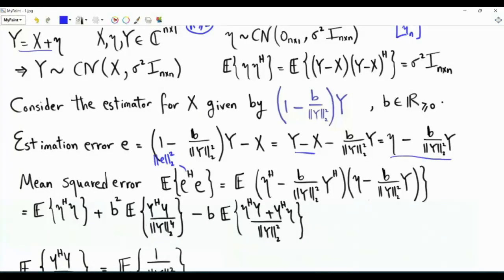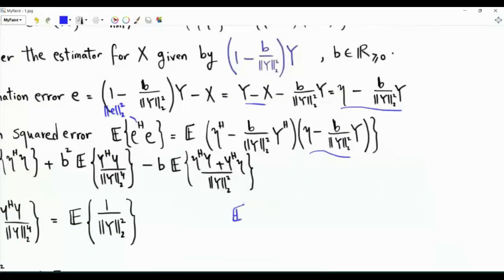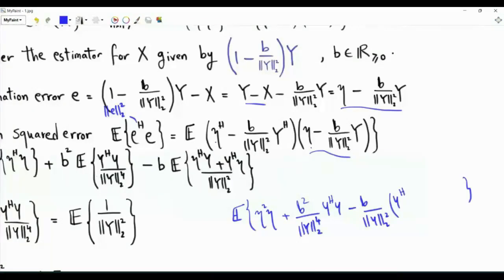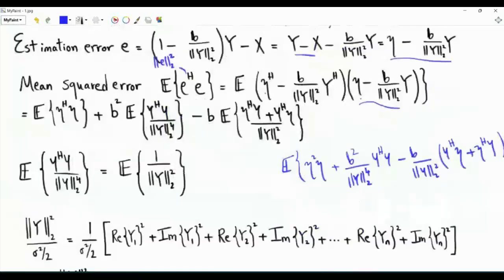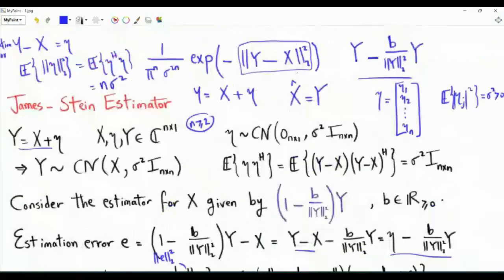So we'll take the Hermitian of E times vector E, and so we will get 4 terms. Before applying the expectation, we will have eta Hermitian eta, and then we will have B squared over the L2 norm of Y to the power 4 times Y Hermitian Y, and then we will have minus B divided by the L2 norm squared of Y times Y Hermitian eta plus eta Hermitian Y. Now, the expectation of eta Hermitian eta, as we did here, is N sigma squared.